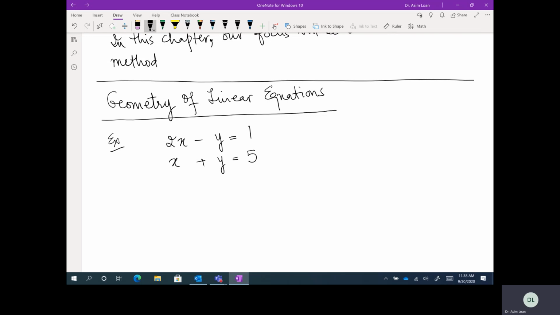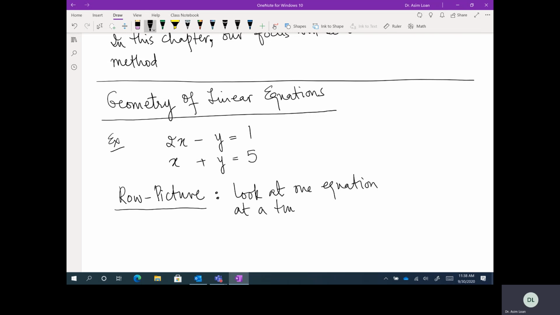Okay. So row picture simply means I look at one equation at a time, and then find their intersection.